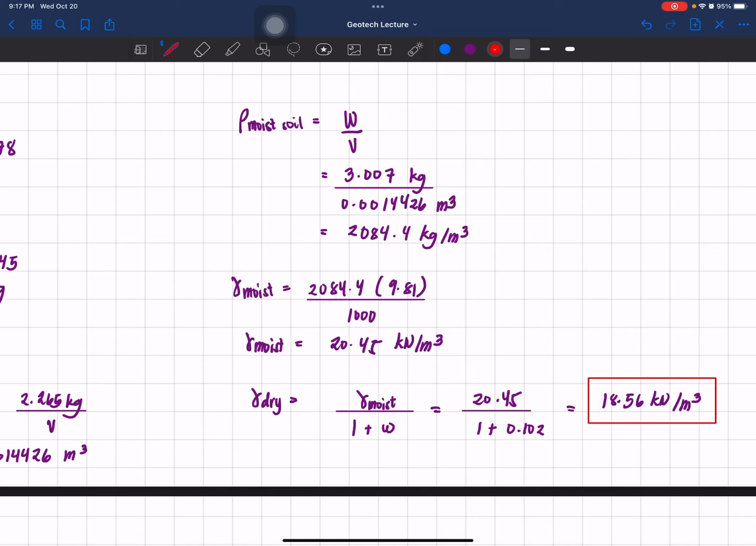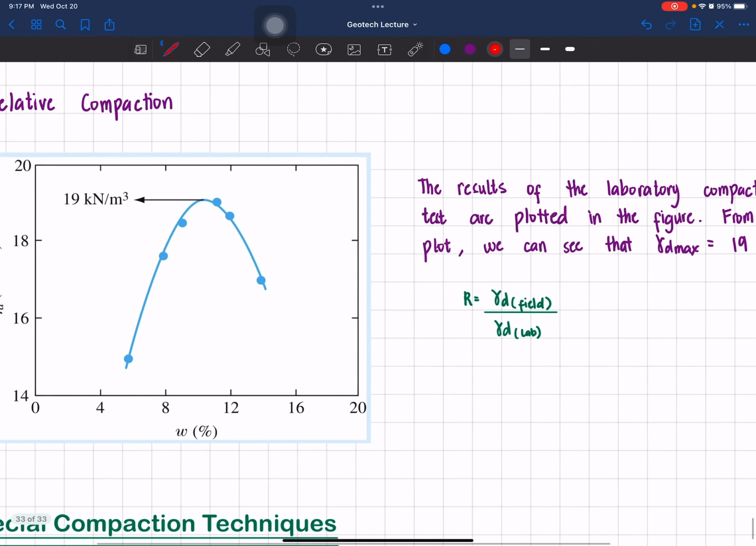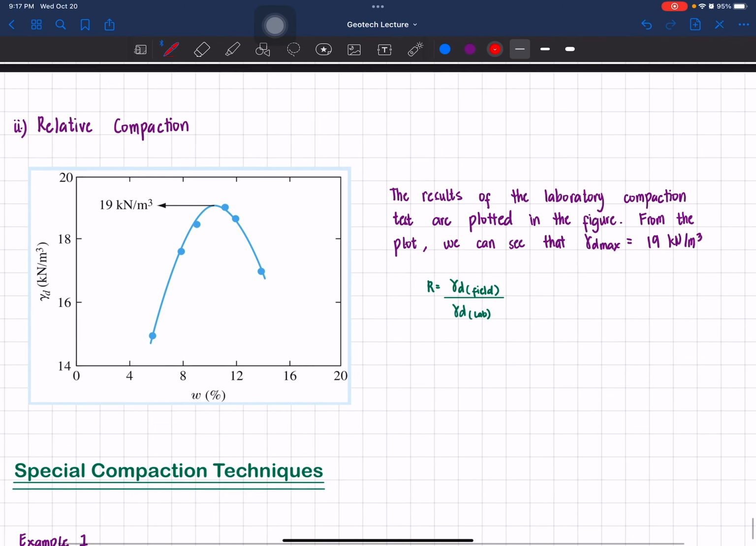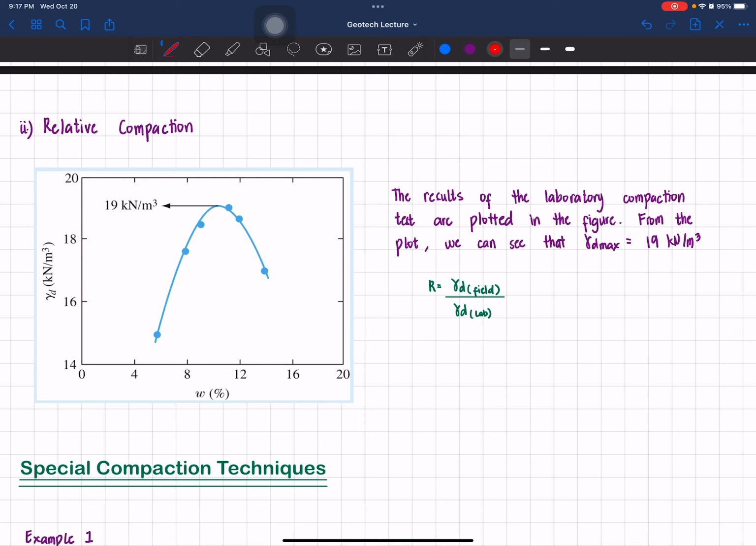So the next question is what I was telling you about, part B. If you check the book of Braja M. Das, which is our reference, it uses the graphical method for the laboratory. Here, we are asked to determine the relative compaction, because it gave us a relative compaction.